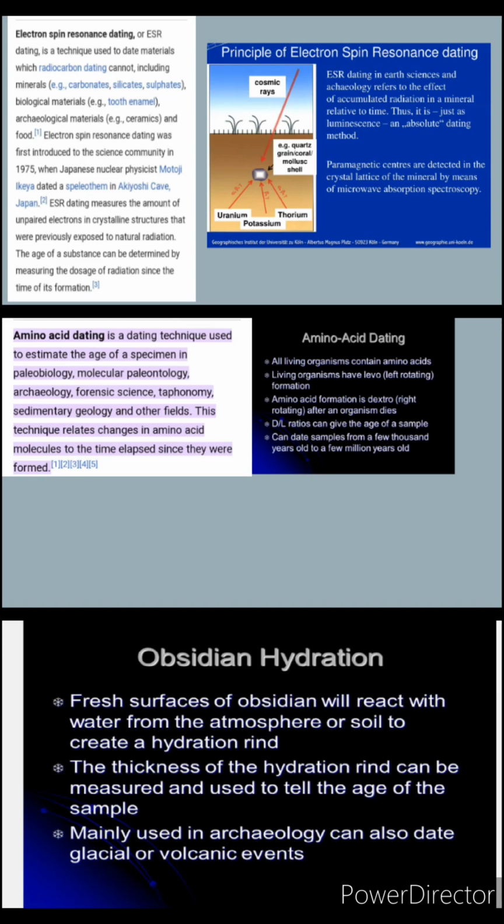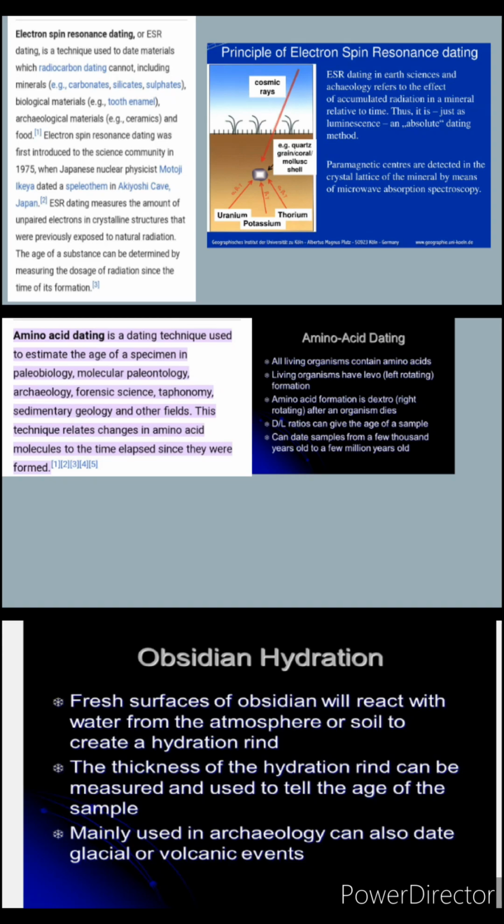Another method or technique is electron spin resonance dating. This is also a technique used to date minerals which radiocarbon dating cannot, including minerals, biological material and foods, etc. Electron spin resonance dating in earth science and archaeology refers to the effects of accumulated radiation on minerals over relative time. It is also a type of luminescence dating concept.